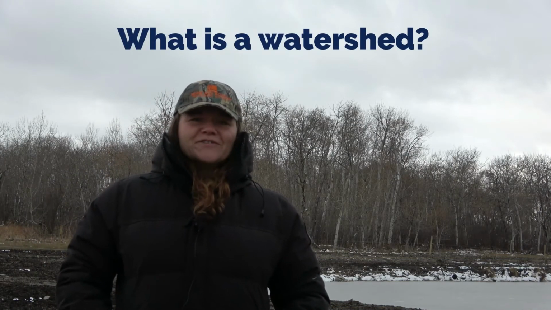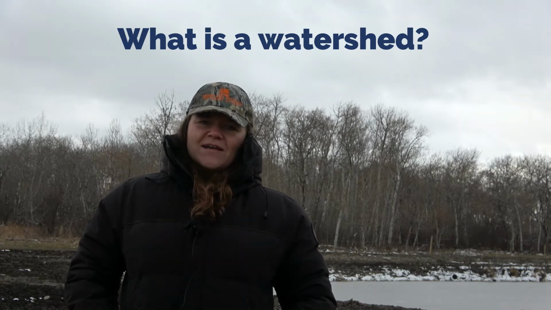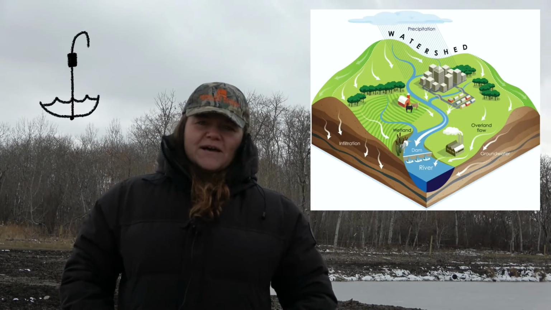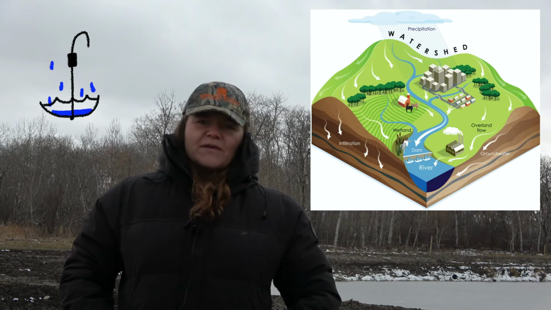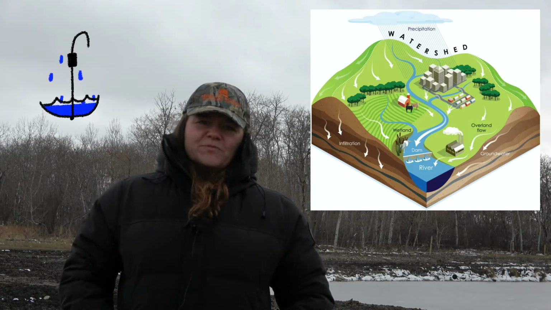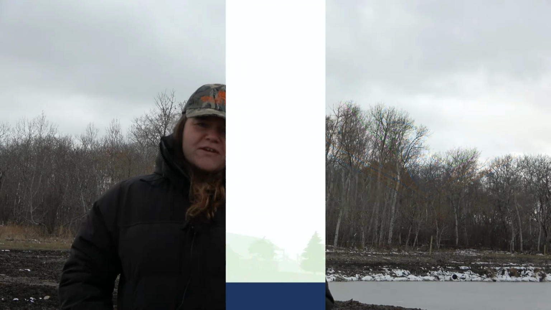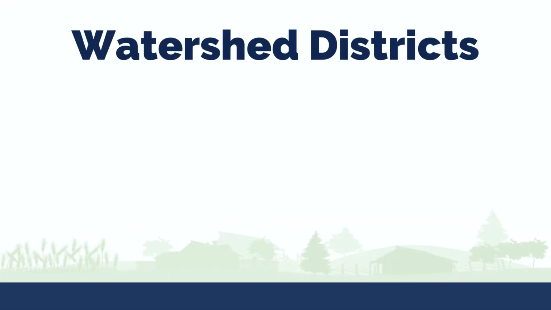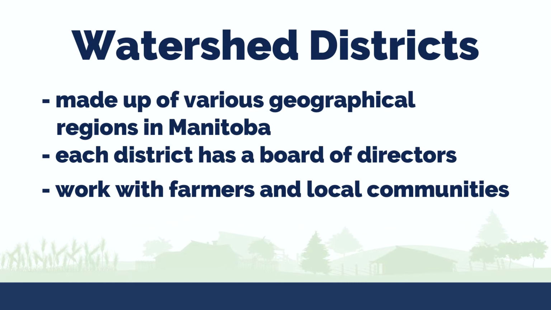Well, a watershed is an area of land that captures all the rain. If you picture an upside down umbrella, all the rain that falls into that umbrella would be the catchment or the watershed area. A watershed district is made up of various geographical regions of Manitoba.